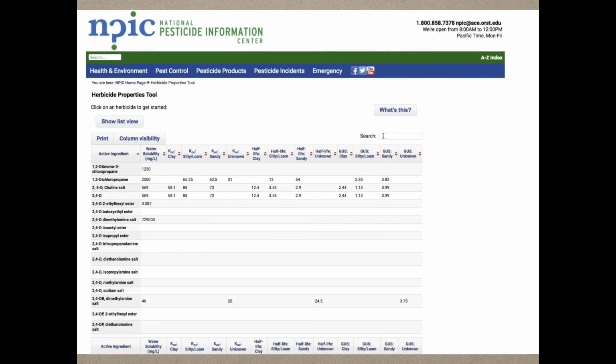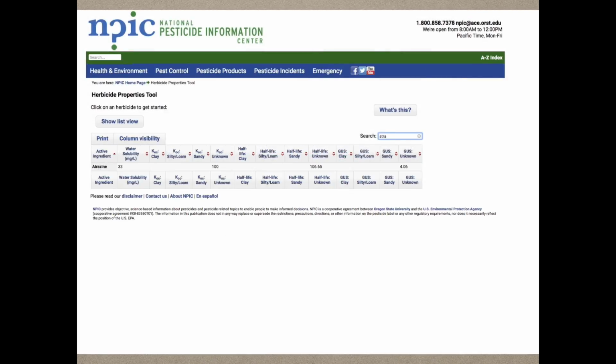Okay, searching for atrazine. Let's see, we see the water solubility is 33, moderate. There's only data available for atrazine in an unknown soil type. Half-life 106 days, KOC 100, GUS 4.06. And it looks like atrazine has high potential to move toward groundwater in sensitive areas, so those that might have a high water table, for example.